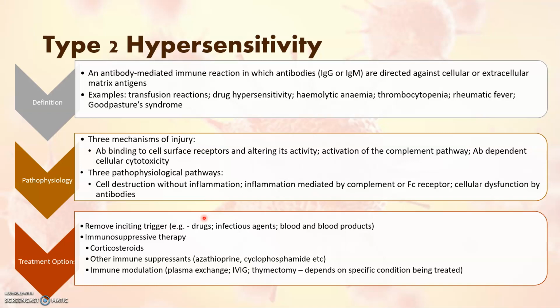There are 3 main mechanisms of injury. Antibodies bind to cell surface receptors and may alter their activity. There may be activation of the complement pathway with depletion of complement levels and activation of various other inflammatory mediators. Or there may be cellular cytotoxicity caused by the binding of the antibodies to targeted cells.